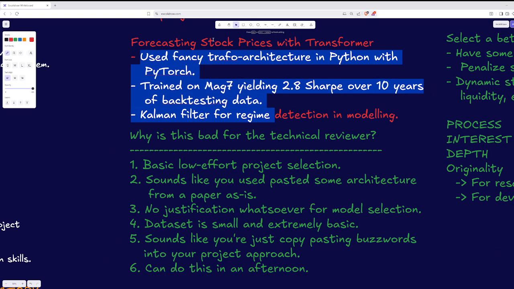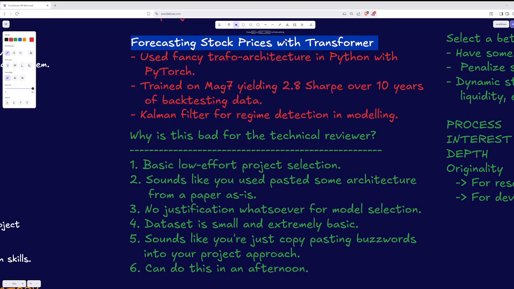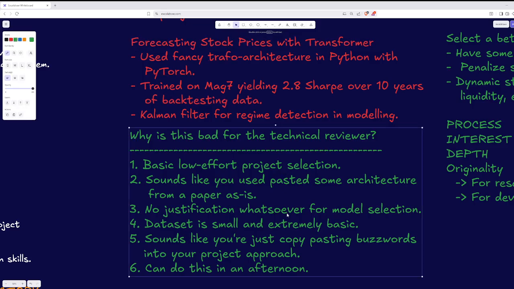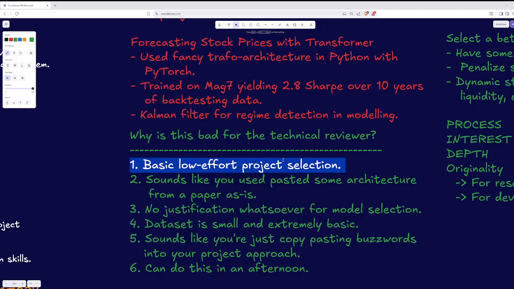It's because, I mean, the first thing is forecasting stock prices is the number one basic and low effort project that everyone does. It's the first thing that comes to mind, right? Finance, why not predict the price of the stock? It's like very level one thinking, and it's not a good project topic.